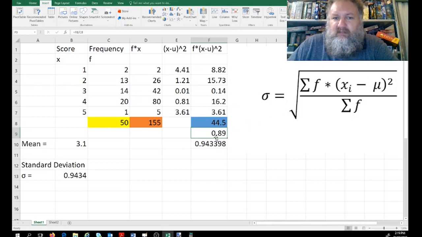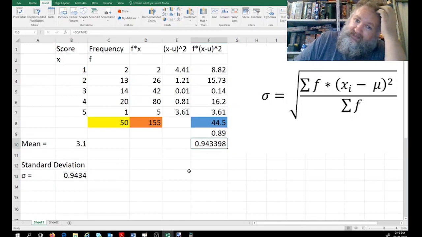We then took this number, 0.89, and we put it under a square root. So you'll see up here that I've used SQRT of that cell there, and that gives us, look at that, those two numbers are, well, pretty well the same. Right, that's our standard deviation.